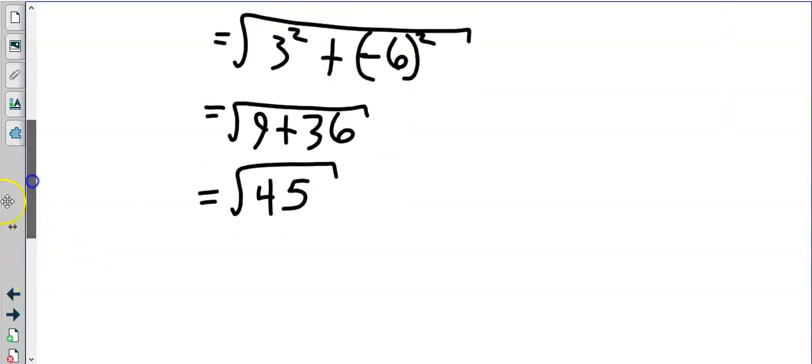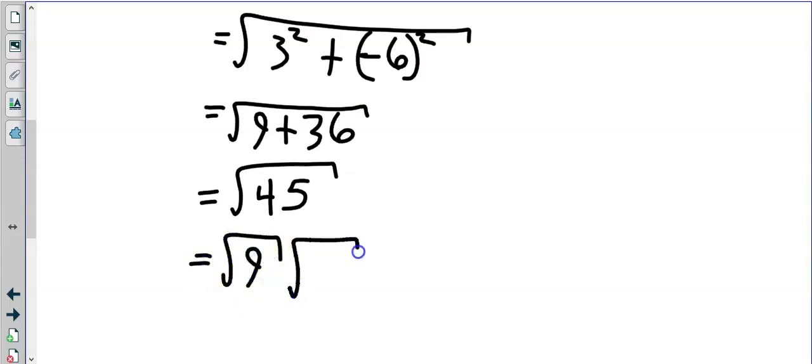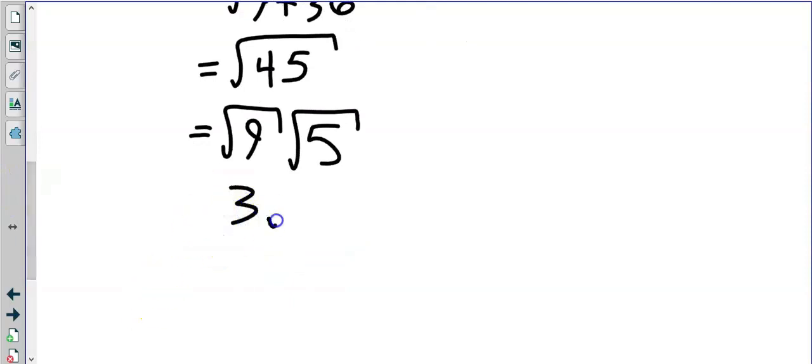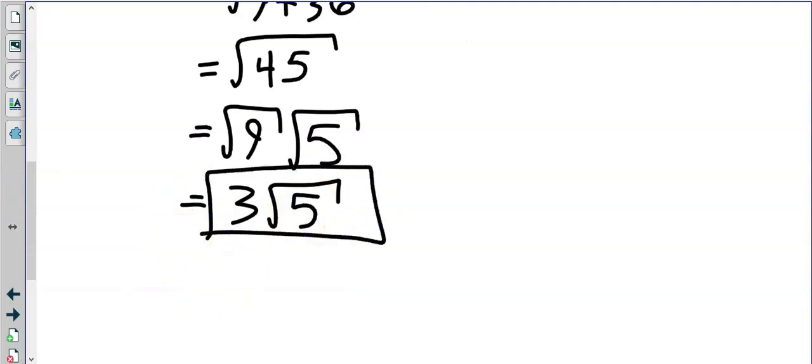This is where you need to look at this number and figure out if it simplifies. Is there a perfect square that will divide 45? 9. Is that the biggest? Yeah. So we have the square root of 9 times what gives me 45? 5. The square root of 9 is 3, and the square root of 5 stays. That's the answer they're looking for.